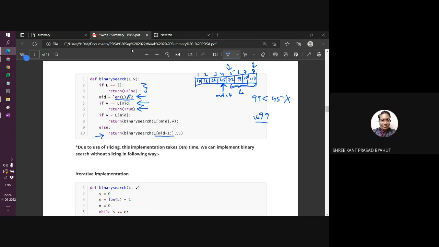Got it? Now again the recursion comes here. This is the mid value, right? Now I see that L of mid is equal to V, so it returns true.